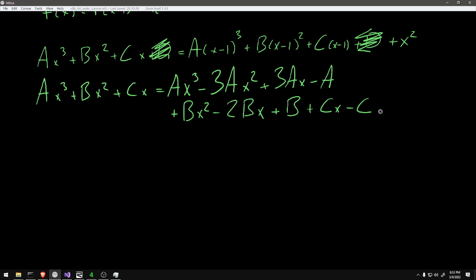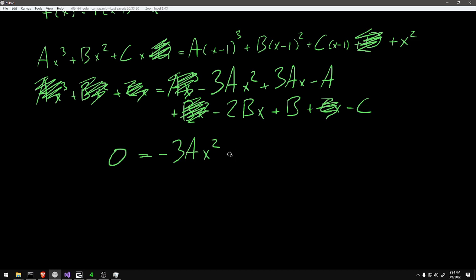Very good. So now what I want to do is wherever I see like terms on both sides, we can just cancel those out. So these cancel. bx squared shows up on both sides, so these cancel. cx shows up on both sides, so these cancel. And so everything is canceled on this side. So all that's left on the left-hand side is 0. And what do we have left on the right-hand side? We have a negative 3ax squared plus 3ax minus a minus 2bx plus b minus c.